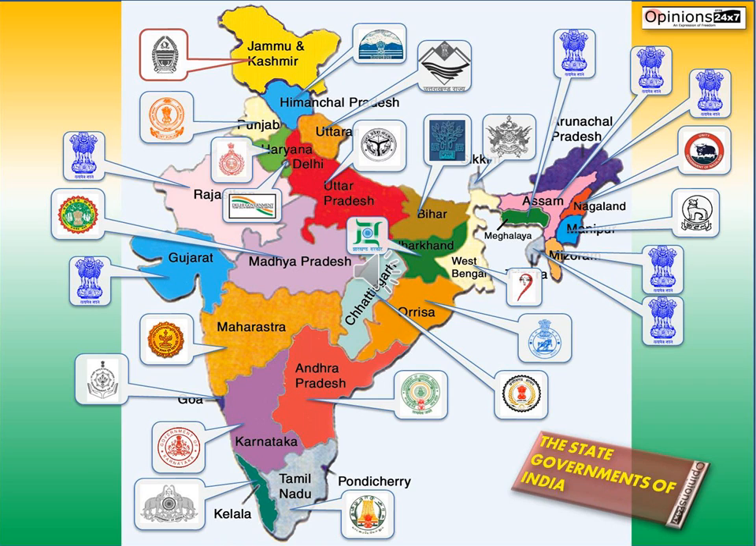The structure of the state government is like that of the center. The state government also consists of three branches: executive, legislative, and judiciary. We will discuss this topic in relation to the state government. Okay?